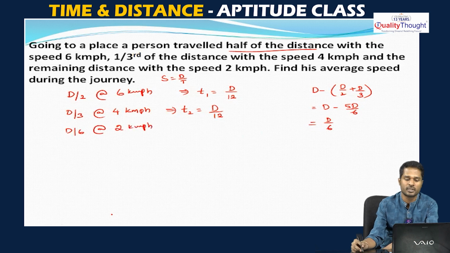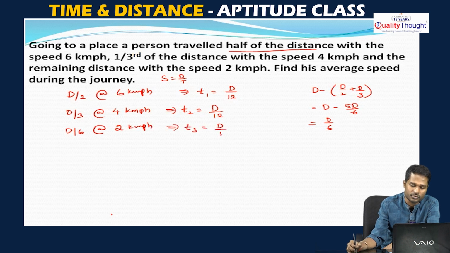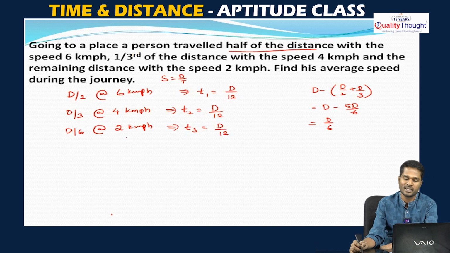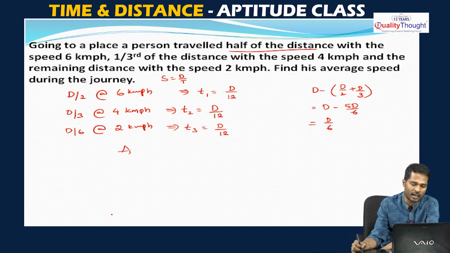This d by 6 of the distance is travelled at 2 kilometers per hour. The t3 value is again d by 12. d by 6 by t is equal to 2, so t3 is d by 6 into 2, that is d by 12. That means in each case the time period is d by 12, only the speeds are different. Now the question is, what is the average speed?